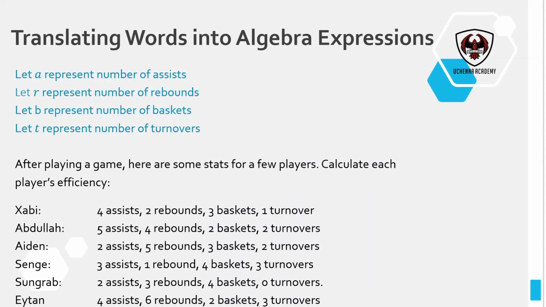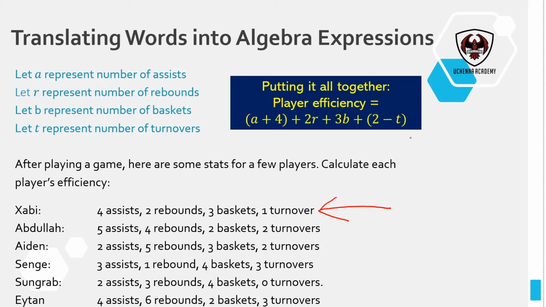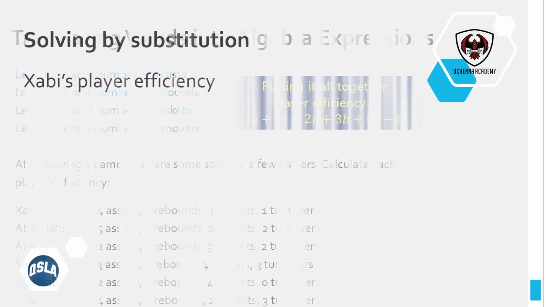And your homework will actually be to try and figure out efficiency for each one of these players. But what we're going to do is practice with the very first one. So we're going to practice figuring out Xabi's efficiency based on his stats, and of course using the formula that we came up with in the actual question. So this is a hypothetical formula. Different organizations will use different player efficiency formulas, and it is really important to know what the formula is, because that's how people calculate each player's efficiency. Anyway, let's go ahead and figure out Xabi's.